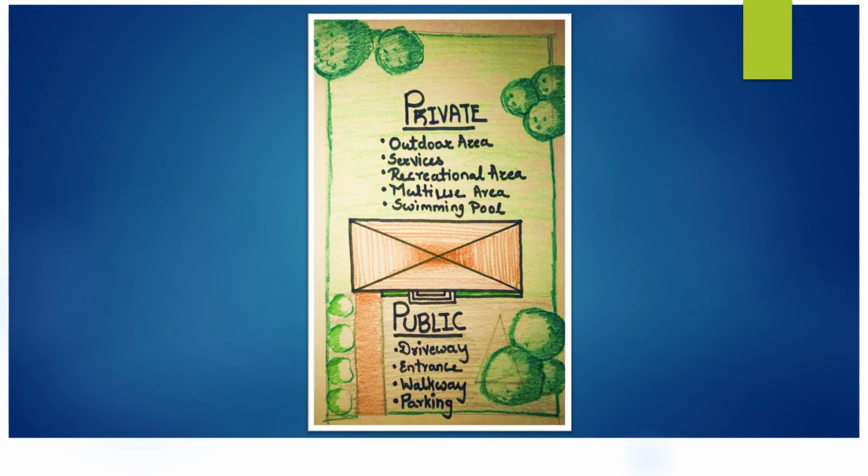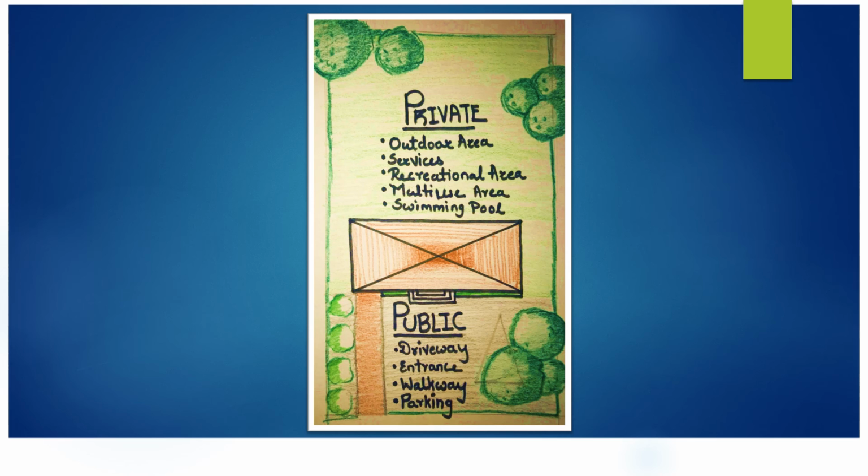This picture shows public area and private area. At the front side is the public area, which includes driveway, entrance, walkway, parking. And on the back side is the private area, which includes outdoor area, services, recreational area, multi-use area, swimming pool.